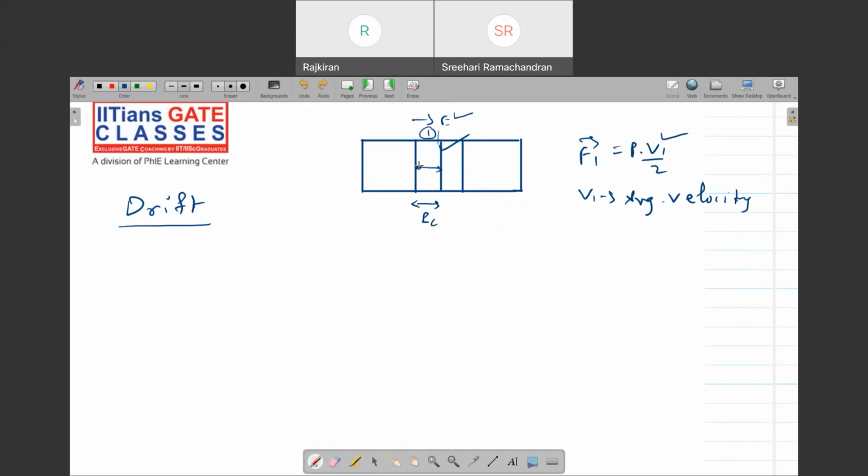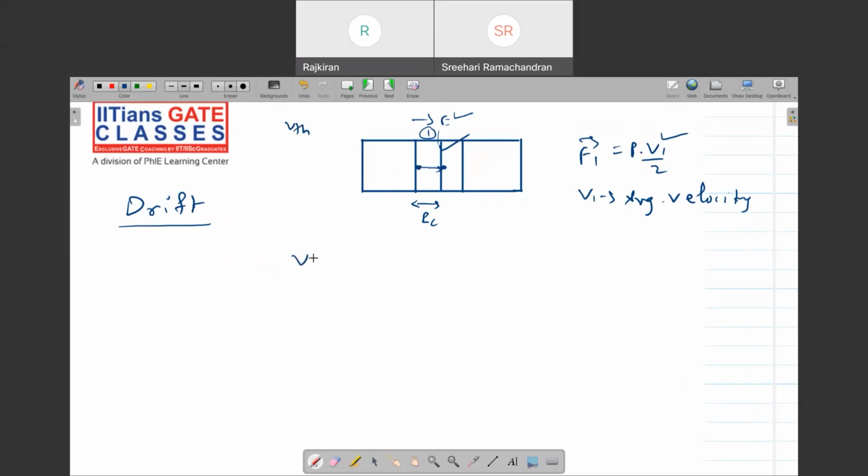Because just the carrier is getting collided here. Just from here they have started, right? So they have a thermal velocity VTH. After generation, they have a velocity VTH, right or not? After it is generated, it will move towards the right. So at this point, what is the velocity?